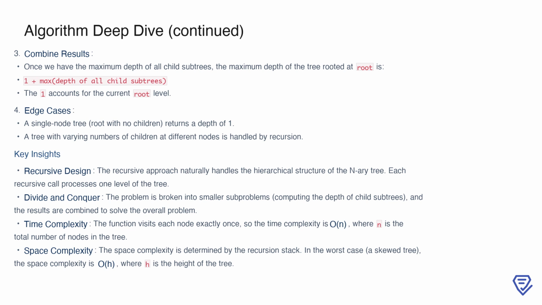For edge cases, if the tree consists of only a single node with no children, the depth is simply 1. Similarly, trees with varying numbers of children at different levels are naturally handled by this recursive approach. This solution relies on the principles of recursion. It breaks the problem into smaller subproblems, computes the depth of each child subtree, and combines these results. The algorithm is efficient, visiting each node exactly once, resulting in a time complexity of O(n), where n is the total number of nodes.